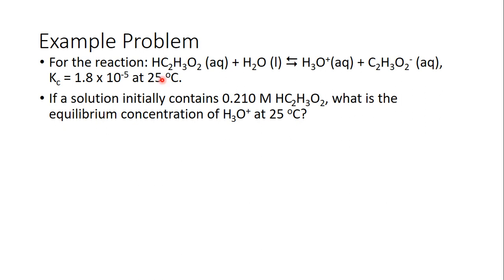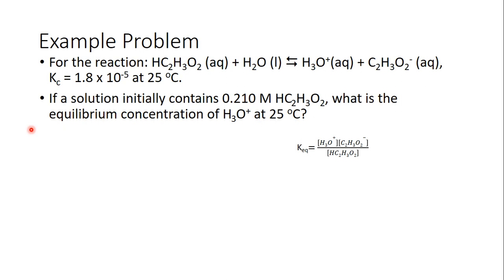So we have a reaction here, HC2H3O2 plus water goes to hydronium plus C2H3O2 minus. We're given a Kc. And then we say initially we have 0.210 molar of HC2H3O2. What is the concentration of H3O plus at 25C? So the first thing we should do is write down our KC expression. H3O plus times C2H3O2 divided by HC2H3O2. Notice H2O is a liquid, so it is not here.